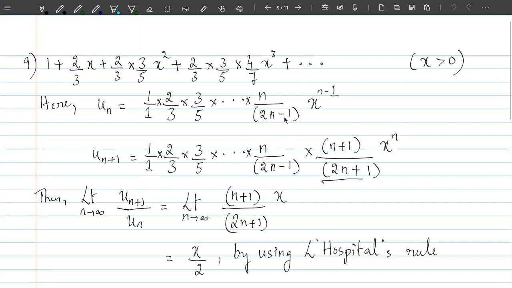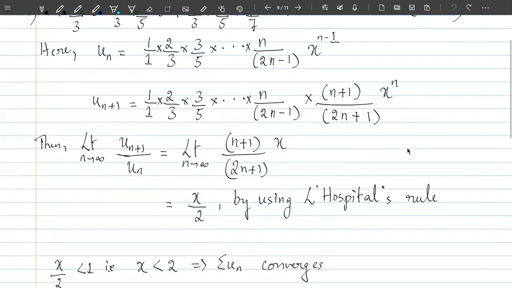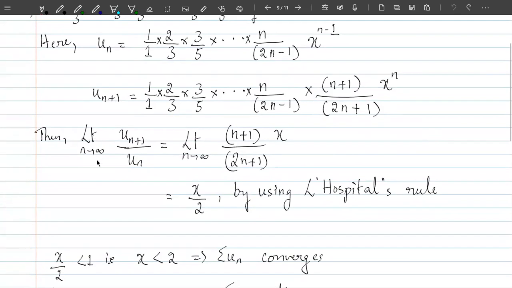This particular term, how do you get it? Take this term, replace n by n plus 1. So what do I get? I get 2n plus 2 minus 1, which will give me this term. And here x power n minus 1 for un. So for un plus 1, it must be x power n. Now let's calculate the value of limit n tending to infinity un plus 1 by un. So this particular term is being divided by this particular term here.